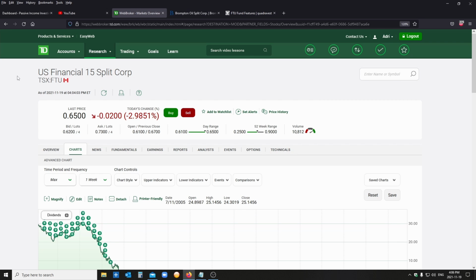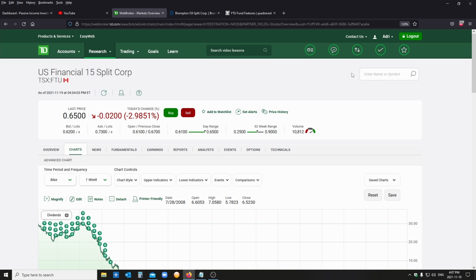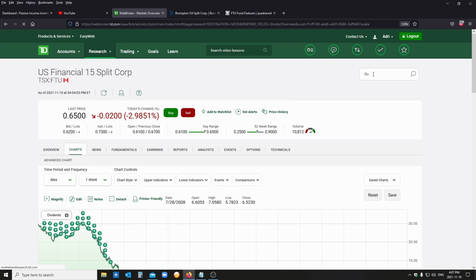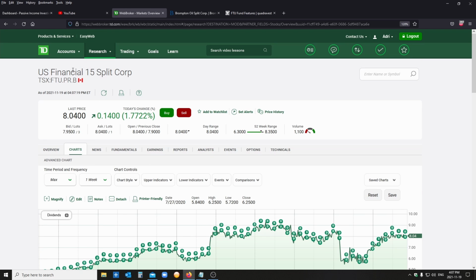If we go to the chart, we can see what happened here on FTU. What a bad time to open the fund in 2005. They had three good years, but we all know what happened during the financial crisis. You could see here just a huge plummet, and it never recovered. So this is another one where the Class A shares have essentially died. The preferred shares are still active. If we go to the preferred shares instead, FTU.PR.B here, you could see that they stayed alive and they kept giving the dividends. The preferred shares always have priority over the Class A shares.